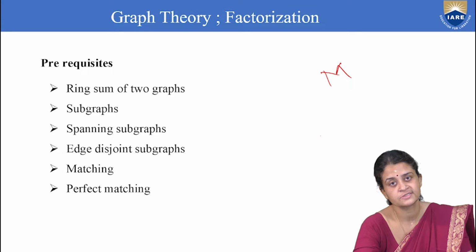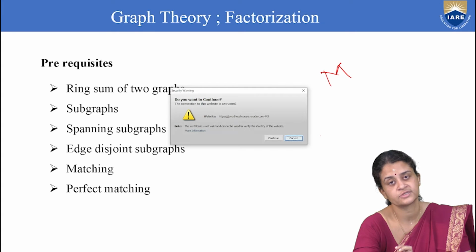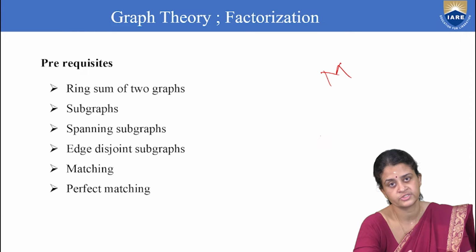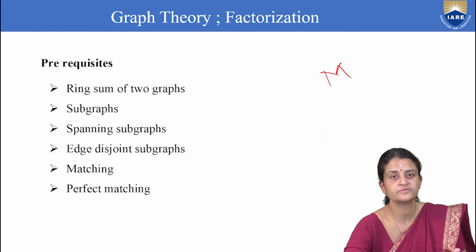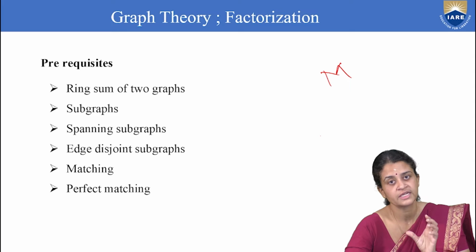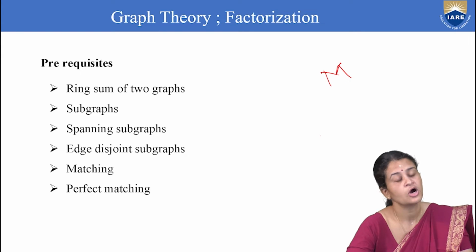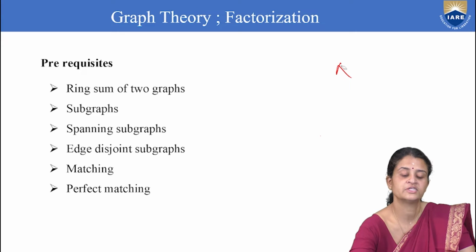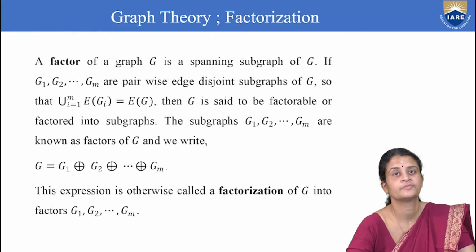And perfect matching means a matching which covers all the vertices. If a matching contains a set of edges which is incident with every vertex of the given graph, then we say that the matching is perfect, or it saturates every vertex of the given graph. A matching which saturates every vertex of the given graph is said to be a perfect matching.